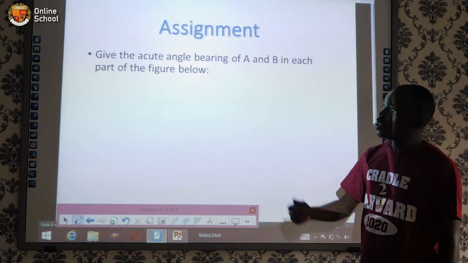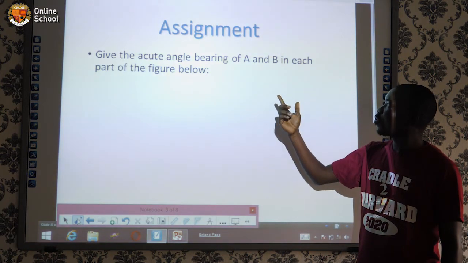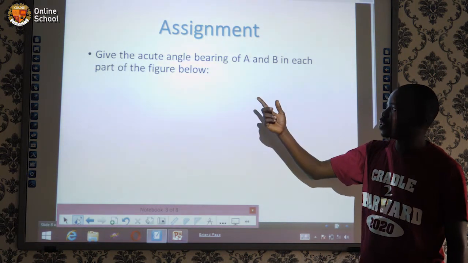Your assignment. Give the acute angle bearing of A and B in each part of the figure below.